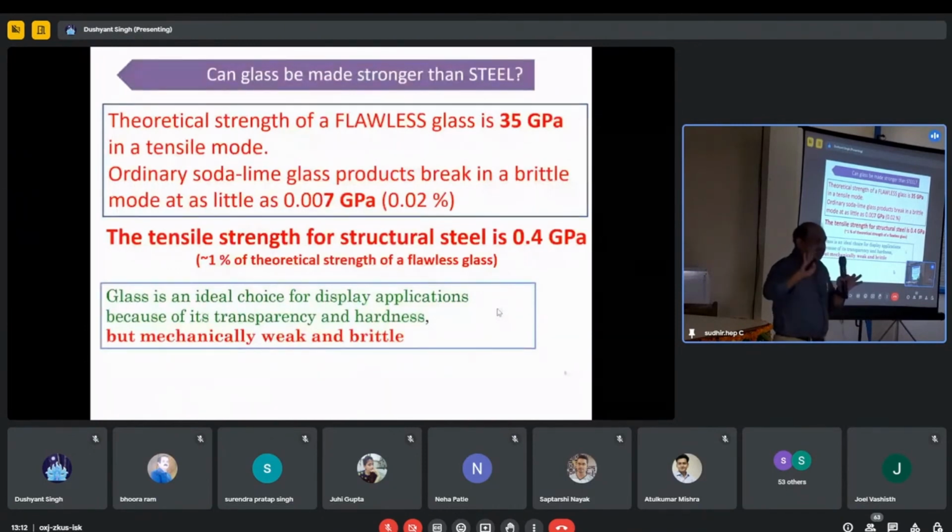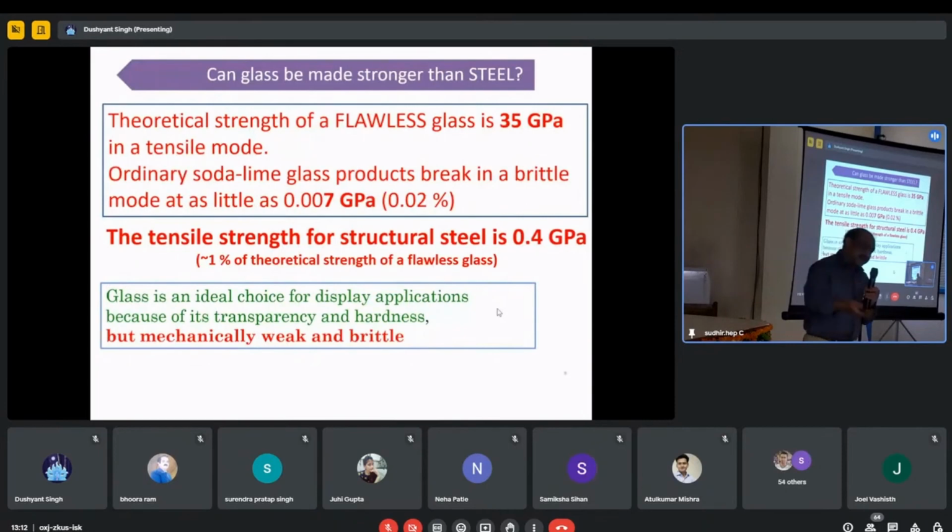For display applications, there is no other choice than glass because of its transparency. There is no other material, and also because of its hardness. But it is mechanically weak and brittle, which we have to address. If we can make an unbreakable glass, then it will be something very phenomenal.